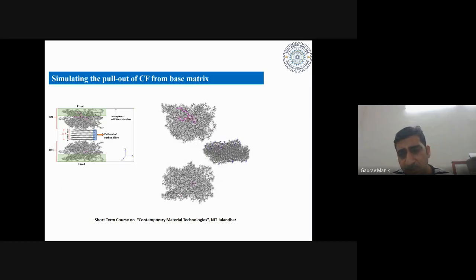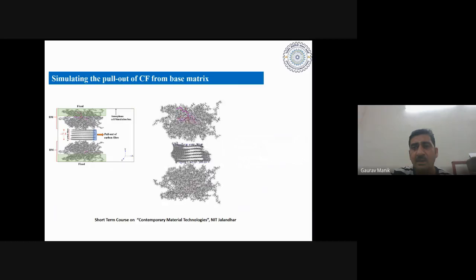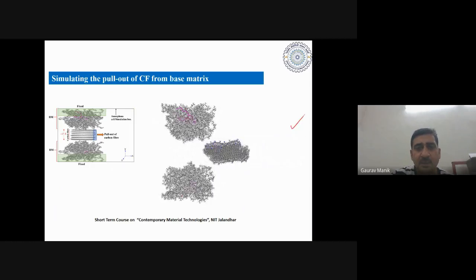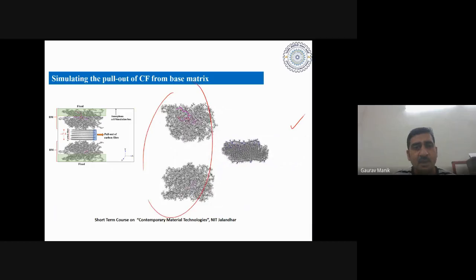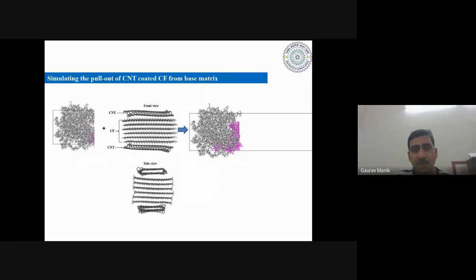So you're pulling it out, and you're trying to study the total interaction energy differences at this point versus when it is present over here. So you find this out while the simulations proceed. Then the second part of the work which we have done, and some of the researchers are also moving in this direction, is you coat the carbon fibers using CNT.